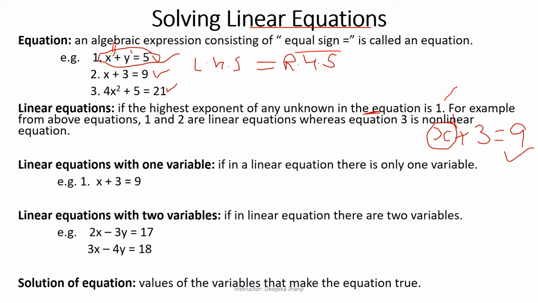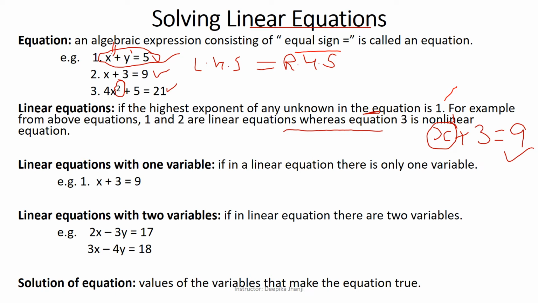Third equation, where as you can see the exponent is 2. The equation is 4x square, right? So the exponent of the variable is 2. It's not 1. So it is not a linear equation. The third equation is a nonlinear equation.